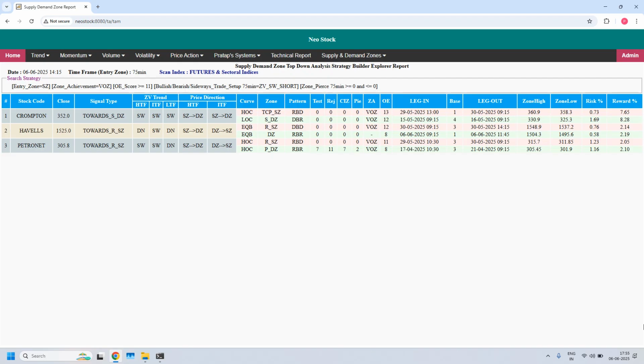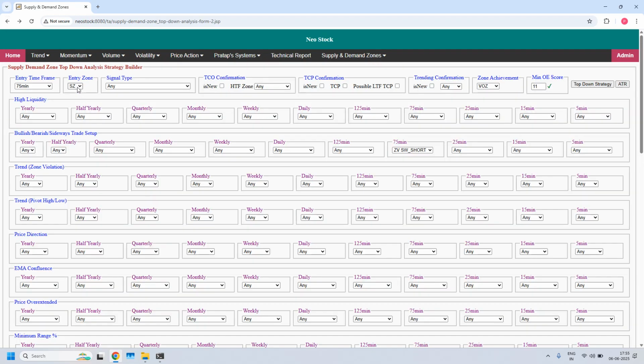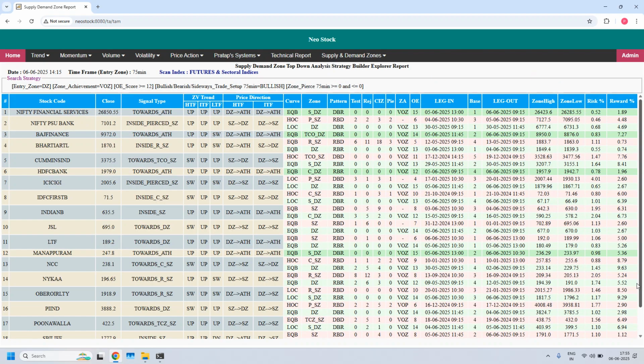Next, bullish trade setup for weekly income trade. The entry time frame zones are 75 minutes demand zone. Here it should be bullish, and 1 filter we are modifying, that is a minimum order enhancer score 12 for bullish or bearish. Let's filter. First 17 stocks in the list.